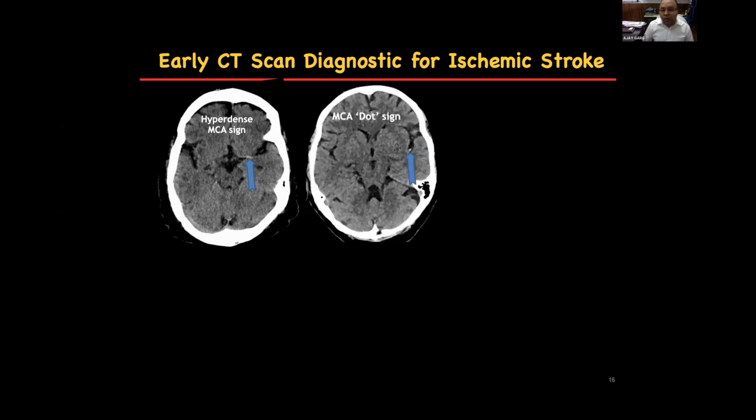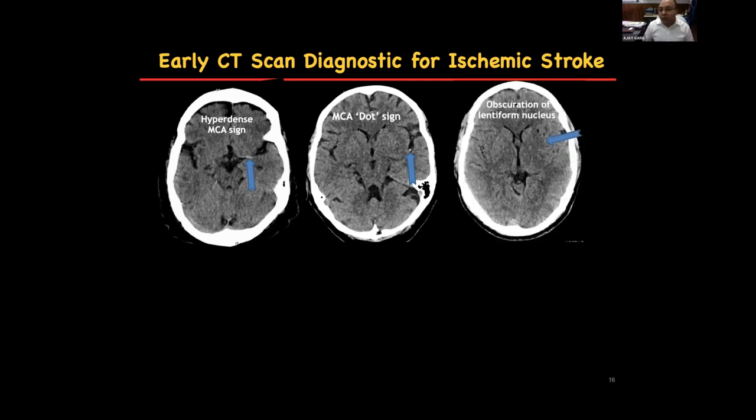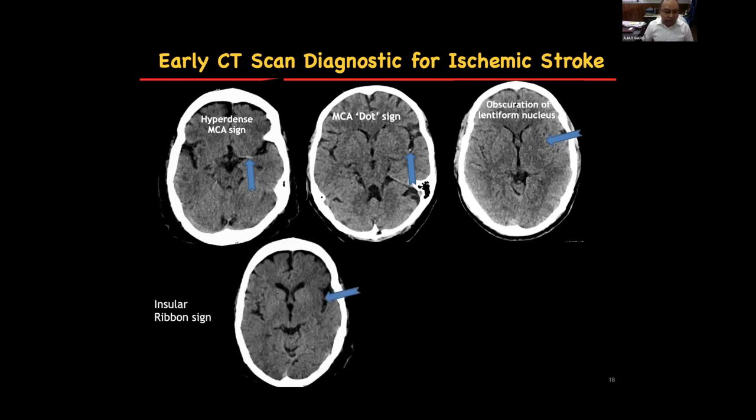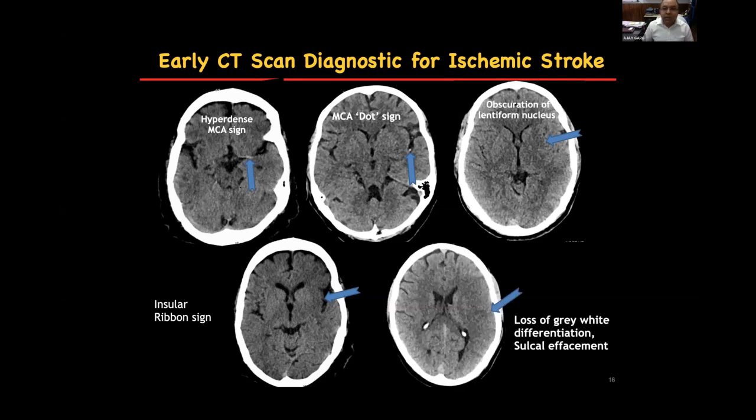Then we can have the MCA dot sign, which can be seen as a dot in the Sylvian fissure because of the presence of thrombus in M2 branches. Then we can have the obscuration of the outline of the lentiform nucleus, which is one of the earliest signs. Then we can have the obscuration of the insular ribbon, like on the right side we can see the insular ribbon well, but on the left side the insular ribbon outline cannot be separated from the external capsule. And then we can have the loss of gray white matter differentiation and sulcal effacement. So these are the signs of the early ischemic changes.